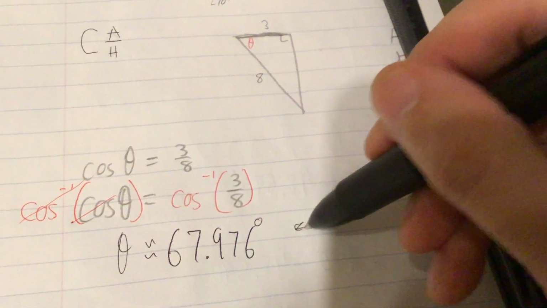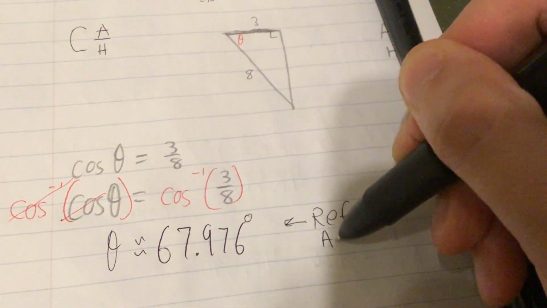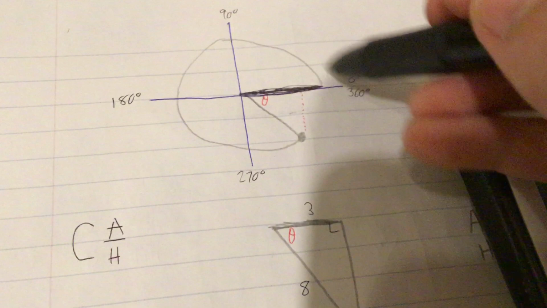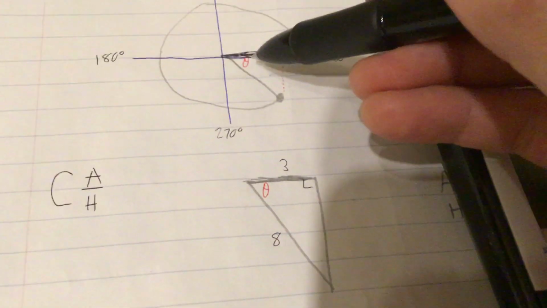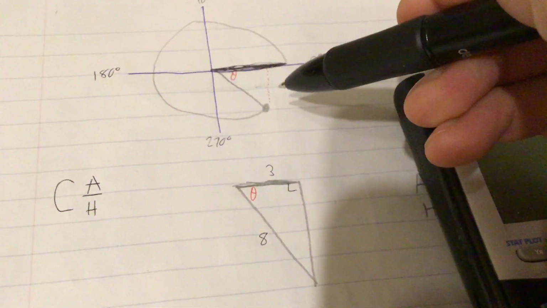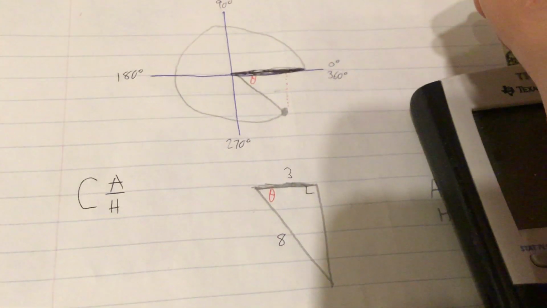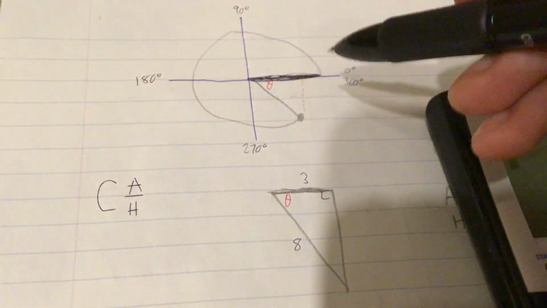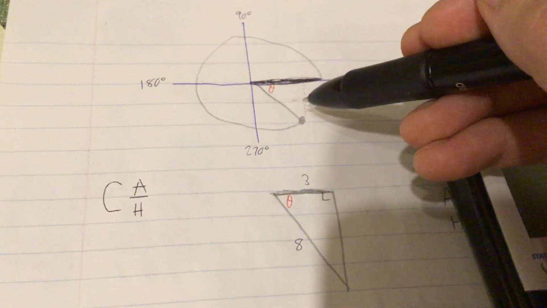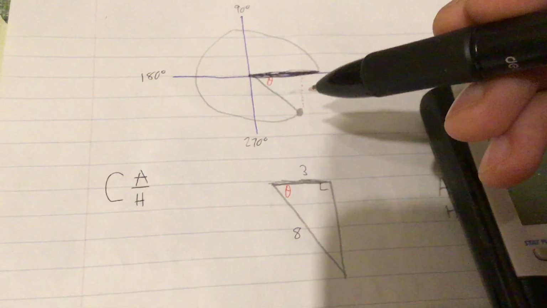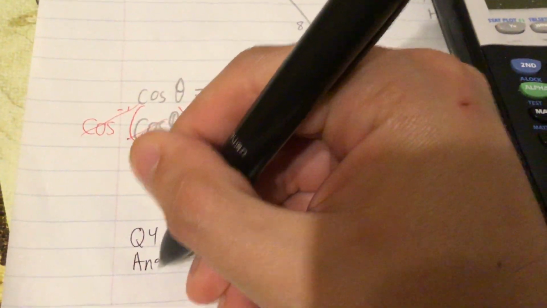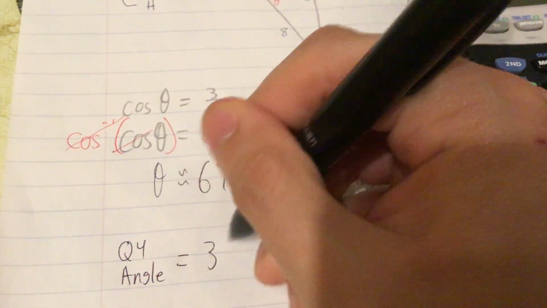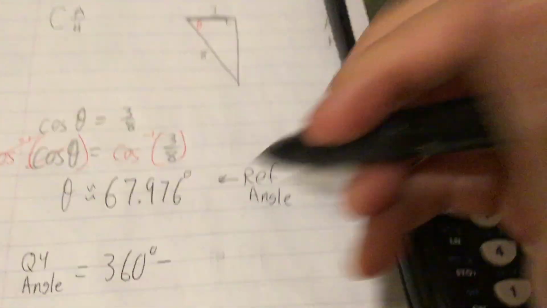But remember, that's just the reference angle. We want to solve for the big arc. Well, if this angle theta is 67.976 degrees and I want to solve for the big arc, how do I complete that big arc? Well, together the big arc and the reference angle must equal 360. So let's just take that reference angle arc and then we'll get that Q4 angle. So the Q4 angle, quadrant 4, is basically 360 degrees minus that reference angle.